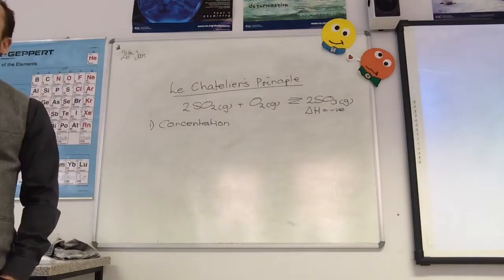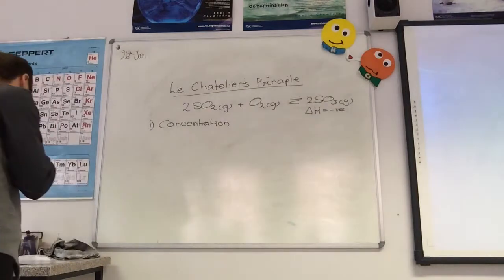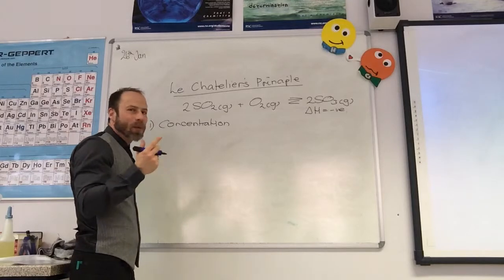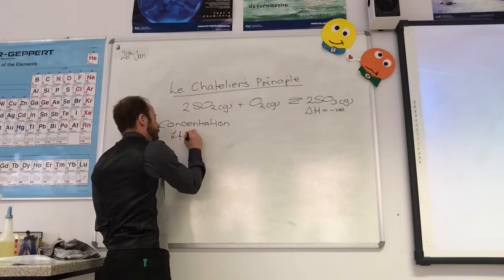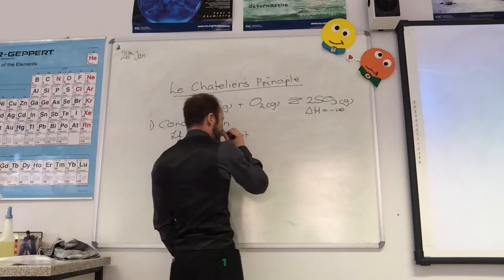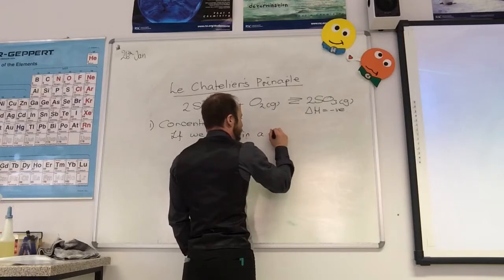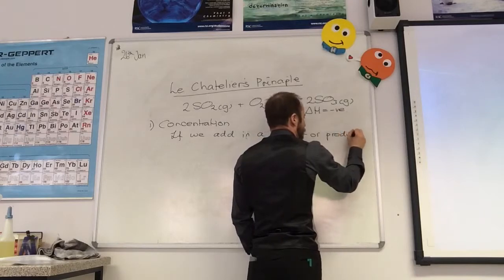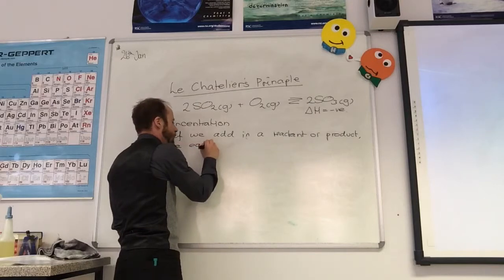So, Le Chatelier said, if I do something, the equilibrium is going to shift, undo what I've done, basically. So, if I add in a chemical, the equilibrium will shift to try and remove the chemical. So, if we add in a reactant or product, the equilibrium will shift to remove it.